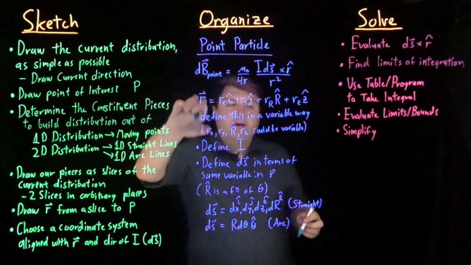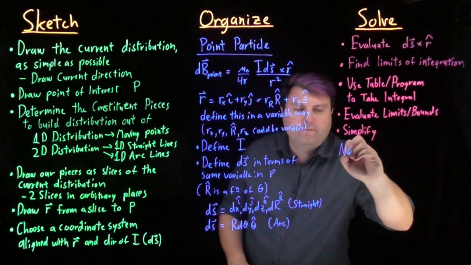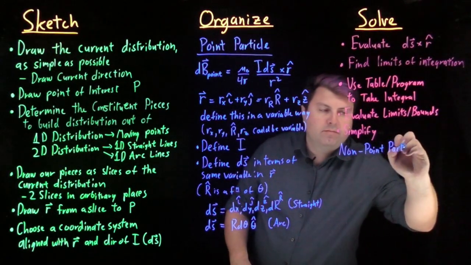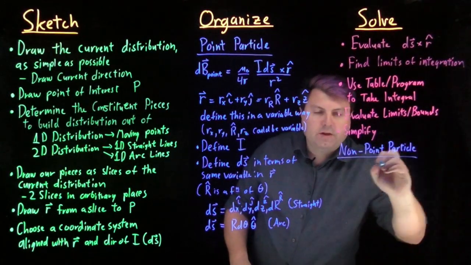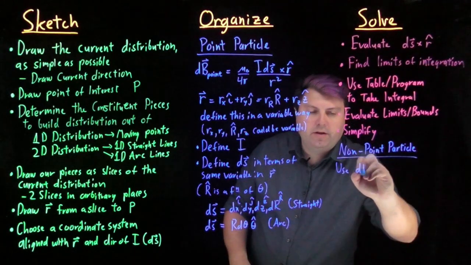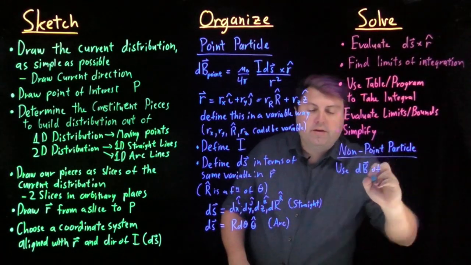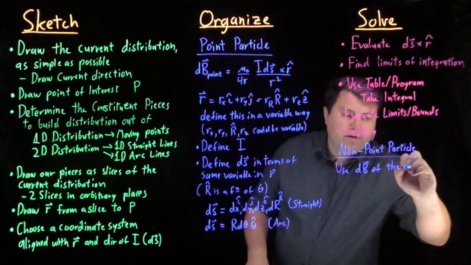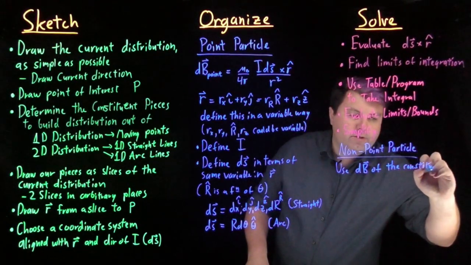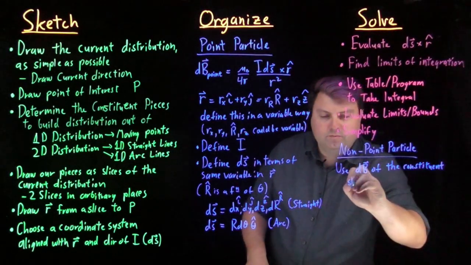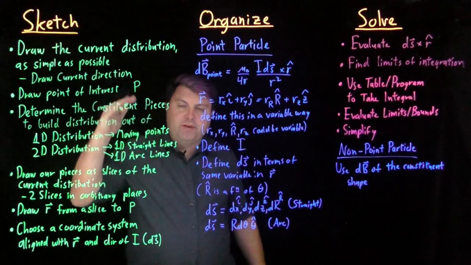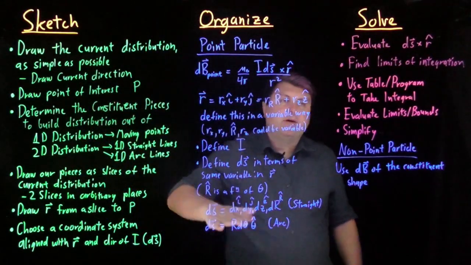If we have a non-point particle, we want to use the dB of the constituent shape, which we'll be learning about, the magnetic field of the different constituent shapes, and we can build it up a little bit later.